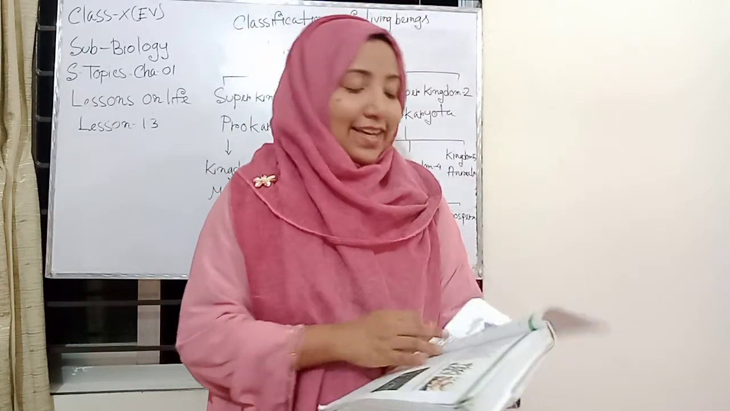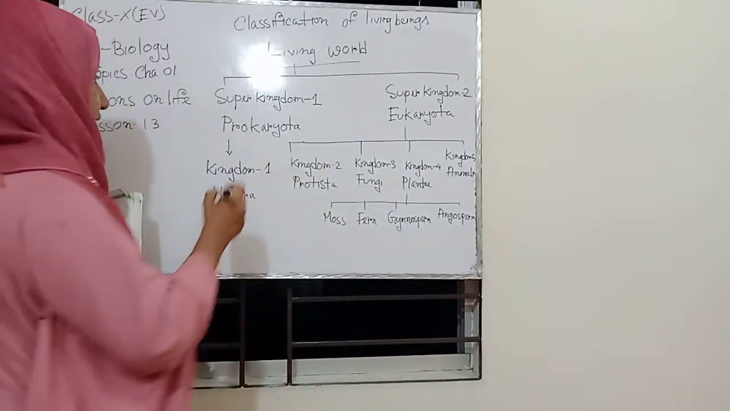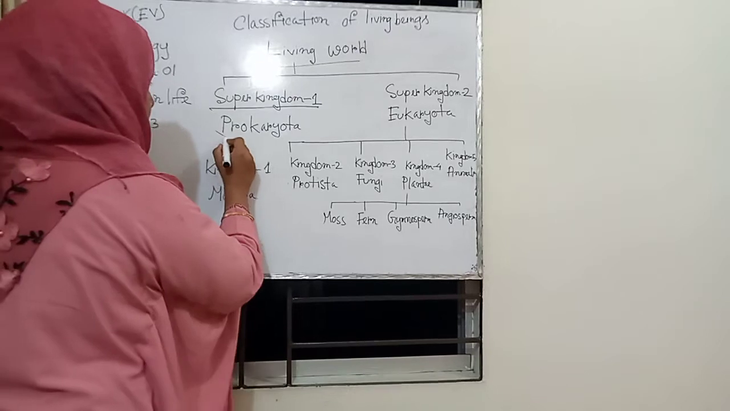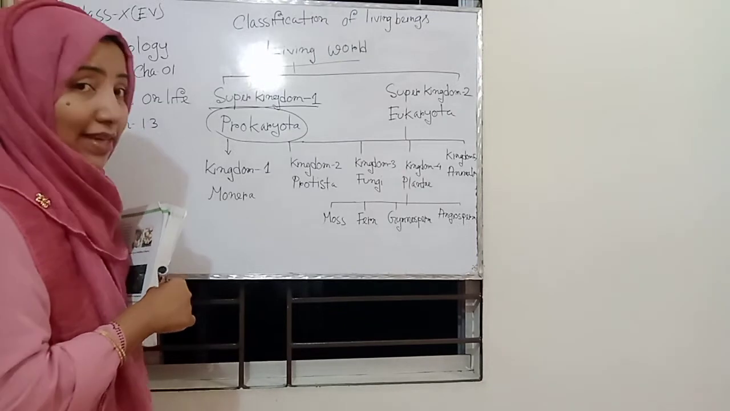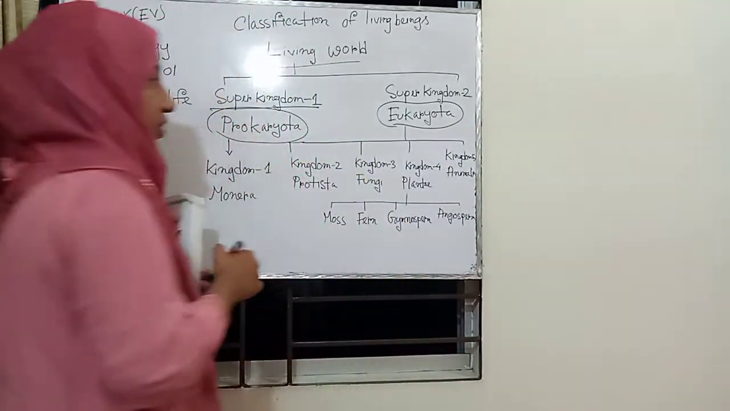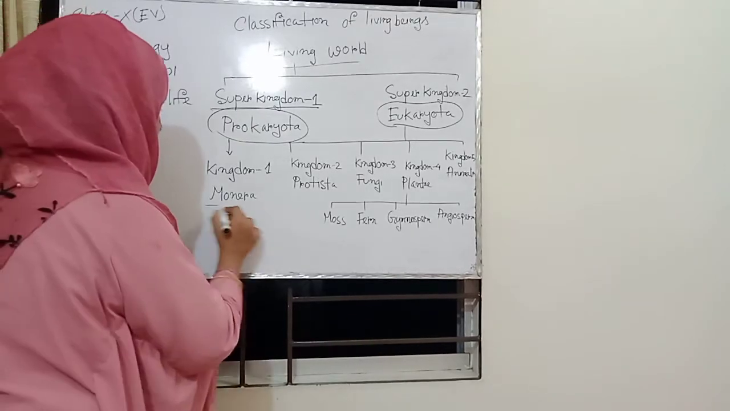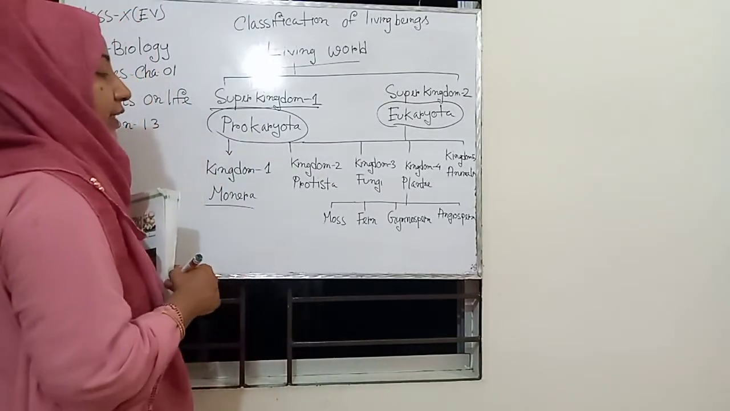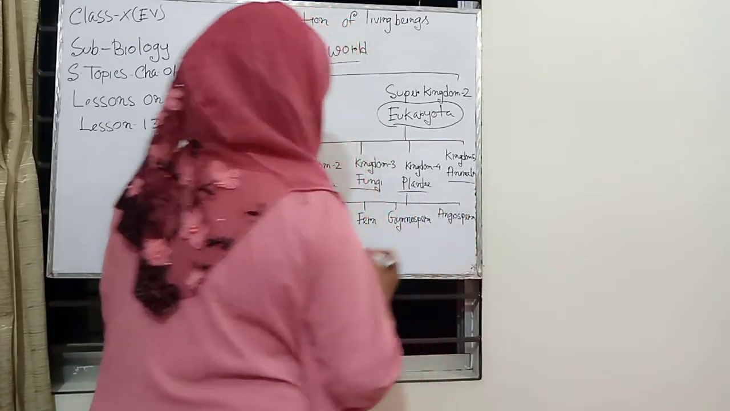She divided the whole living world into two super kingdoms and grouped the five kingdoms under these two super kingdoms. Here is the first super kingdom I just drew. Please everyone see the board. Here is super kingdom one, the prokaryota. Basically it has an incipient nucleus. And the super kingdom eukaryota has a true nucleus. Under prokaryota there is only kingdom one, Monera. Under eukaryota there are basically four kingdoms: Kingdom 2, Protista; Kingdom 3, Fungi; Kingdom 4, Plantae; and Kingdom 5, Animalia.